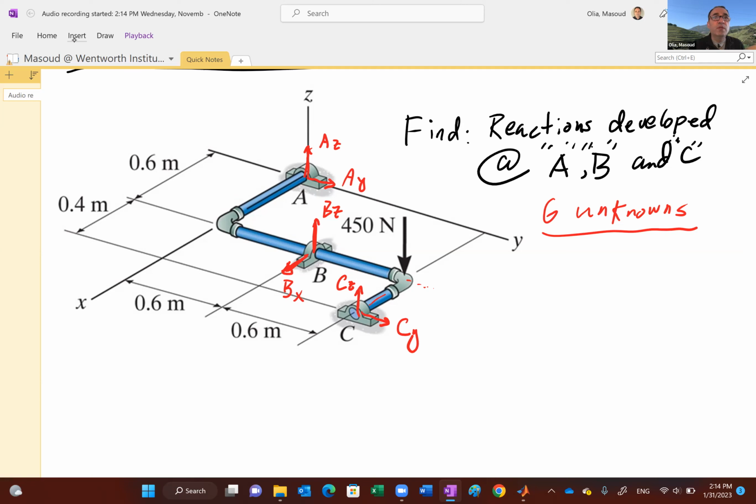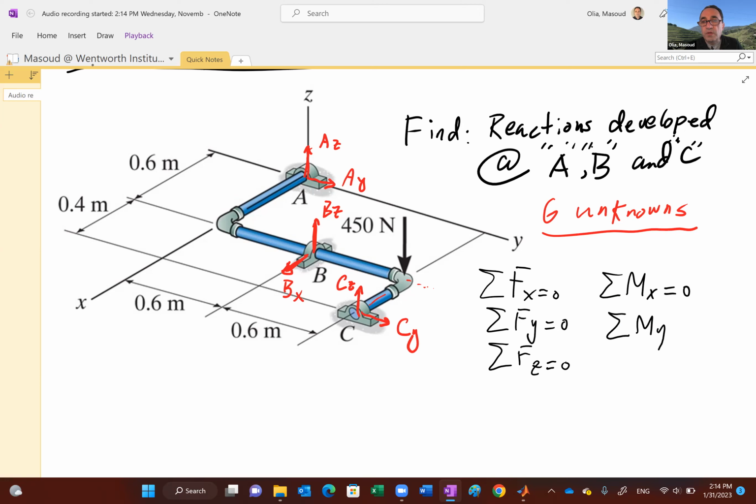Because remember, there are only 6 equations that we can use. Let's go back to black here. So the equations are what? There are 3 force equations: sum of the forces in x equals 0, in y equals 0, and in z equals 0. Right? And then we also have 3 moment equations. We can take moment about the x-axis, y-axis, and z-axis, and the moment or the torque should be balanced. Of course, you can take moment about any other arbitrary axis or line that you want to, if that's going to help you with the solution. But you have 6 independent equations here, and you have 6 unknowns. So you should be okay.